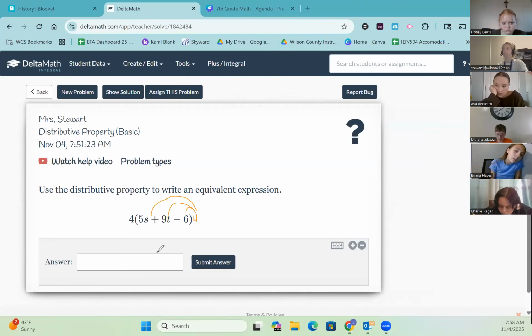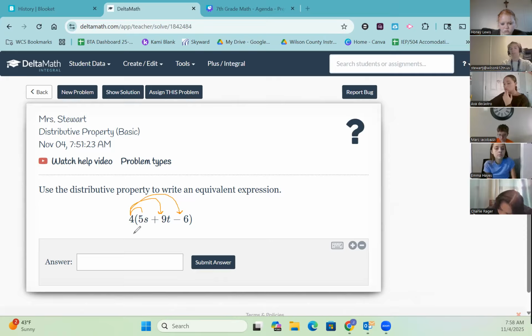You with me? Okay. Also, if there is a negative sign in front of it, you're multiplying by the entire term, the negative sign included. It is not that way in this particular one, but I just wanted to be sure that you remembered that. All right, so 4 times 5s, 4 times positive 9t, and 4 times negative 6.